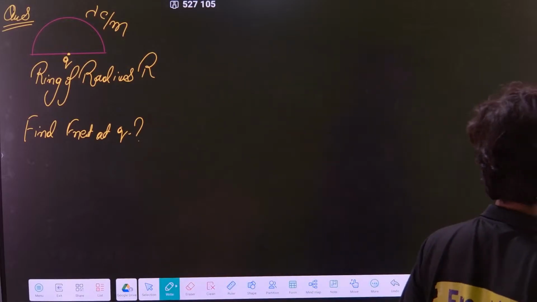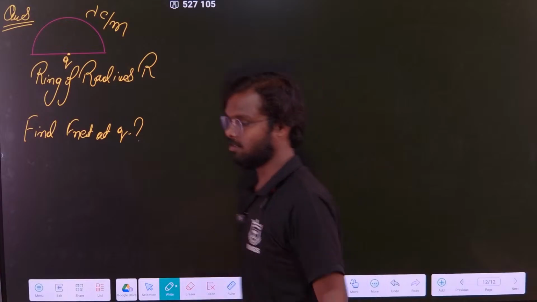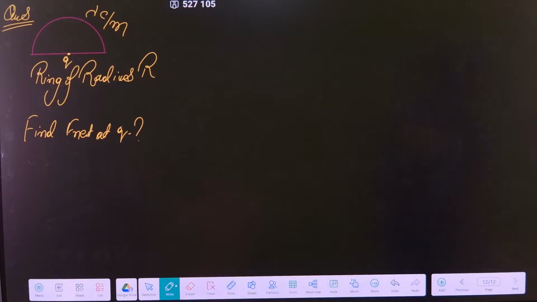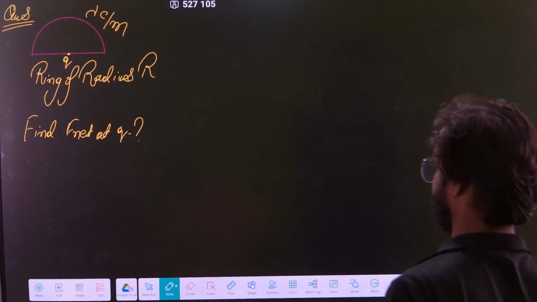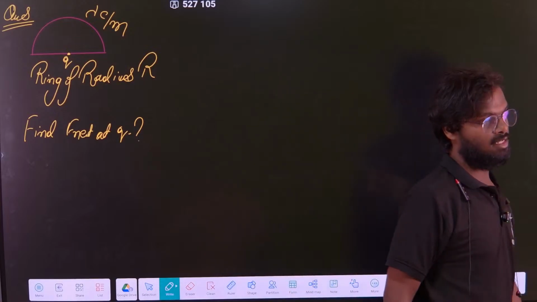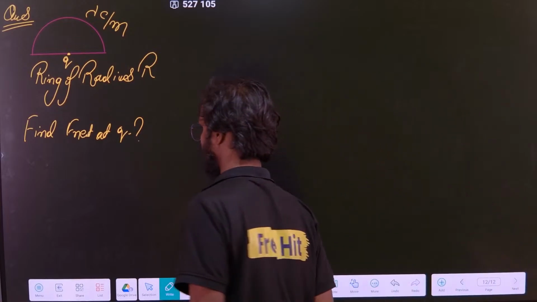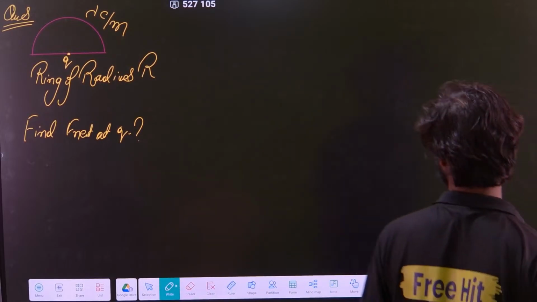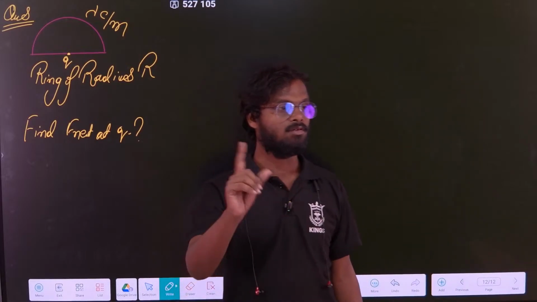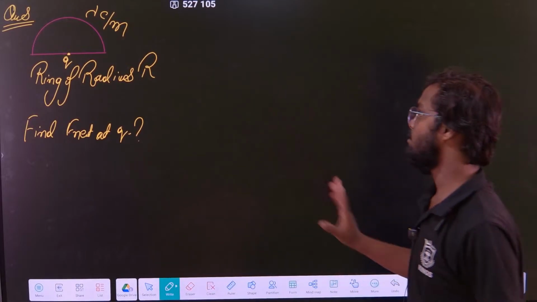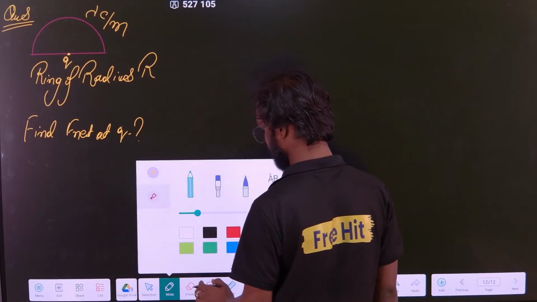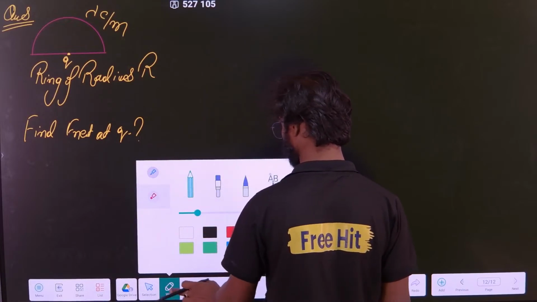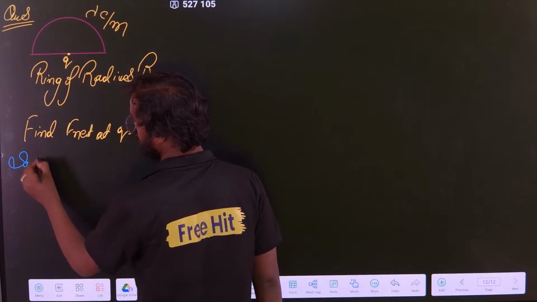If you have learned center of mass, if you know moment of inertia, then you should know how to take the element for a ring. Can anyone tell me how to take the element in a ring? We take the element in the ring in the form of r and dθ. Remember, r dθ. Let's see the solution, how to find the force.